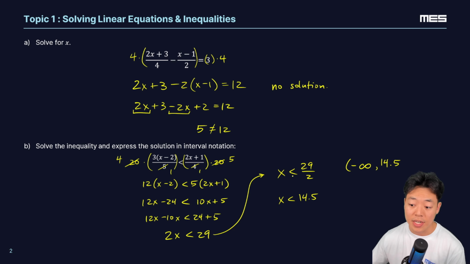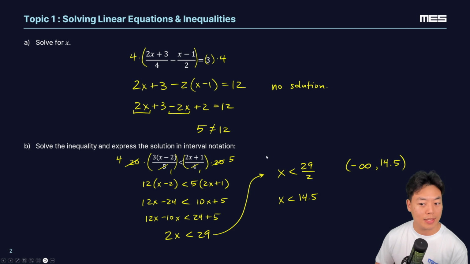And since we don't have an equal to sign in this inequality symbol, we also have parentheses. If we did have an equal sign under this inequality, I would have put brackets here. All right, that's topic number 1.